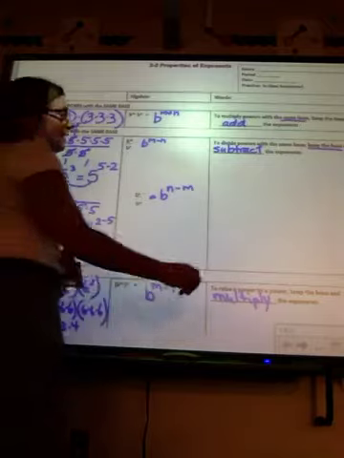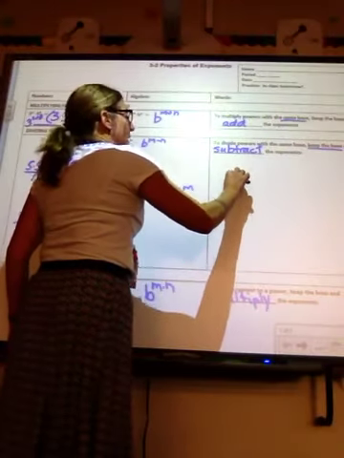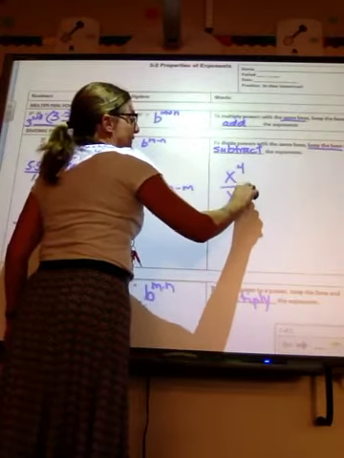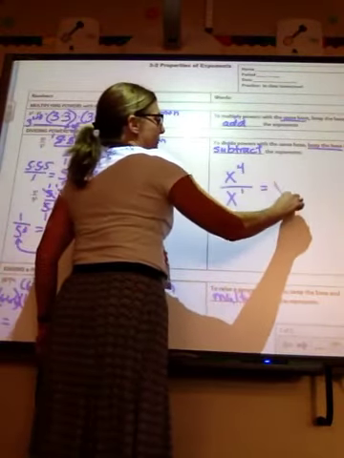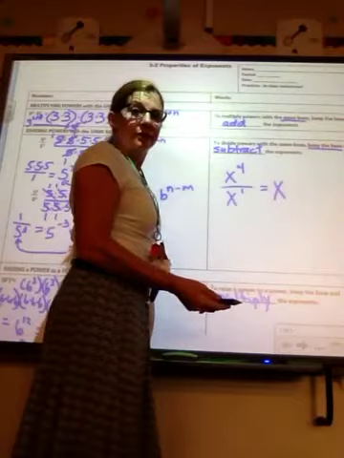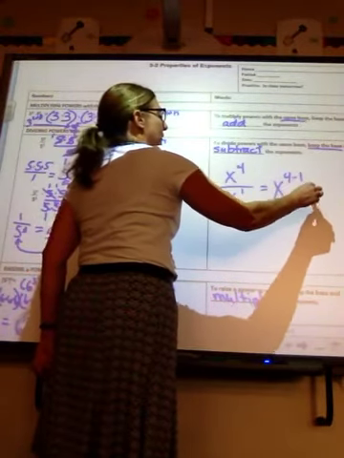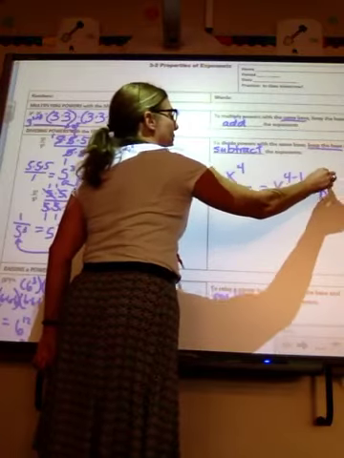Okay, so if I have x to the 4th over x to the 1st, that's going to be x to the, and you can pause and do this yourself and then come back and look, but that's going to be x to the 4 minus 1, which would be x to the 3rd power.